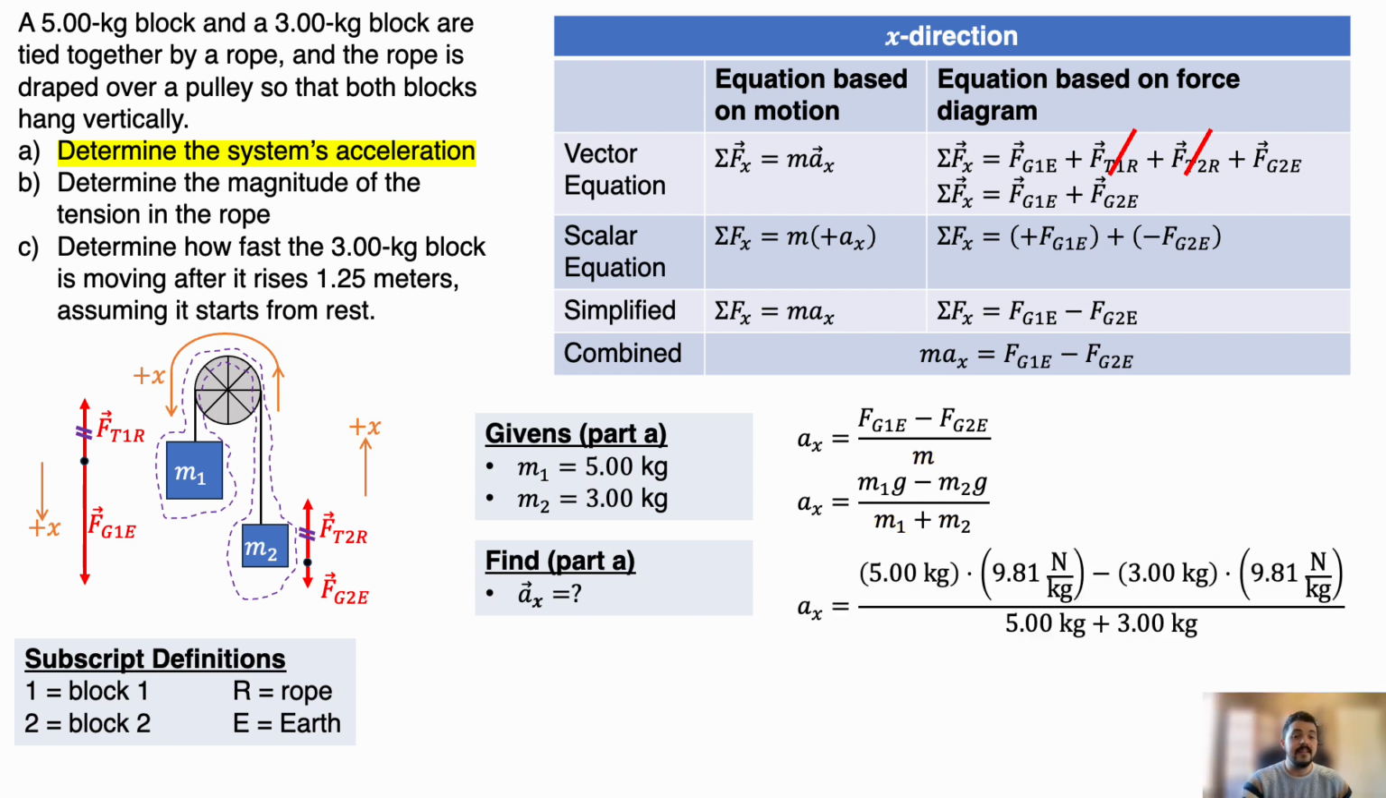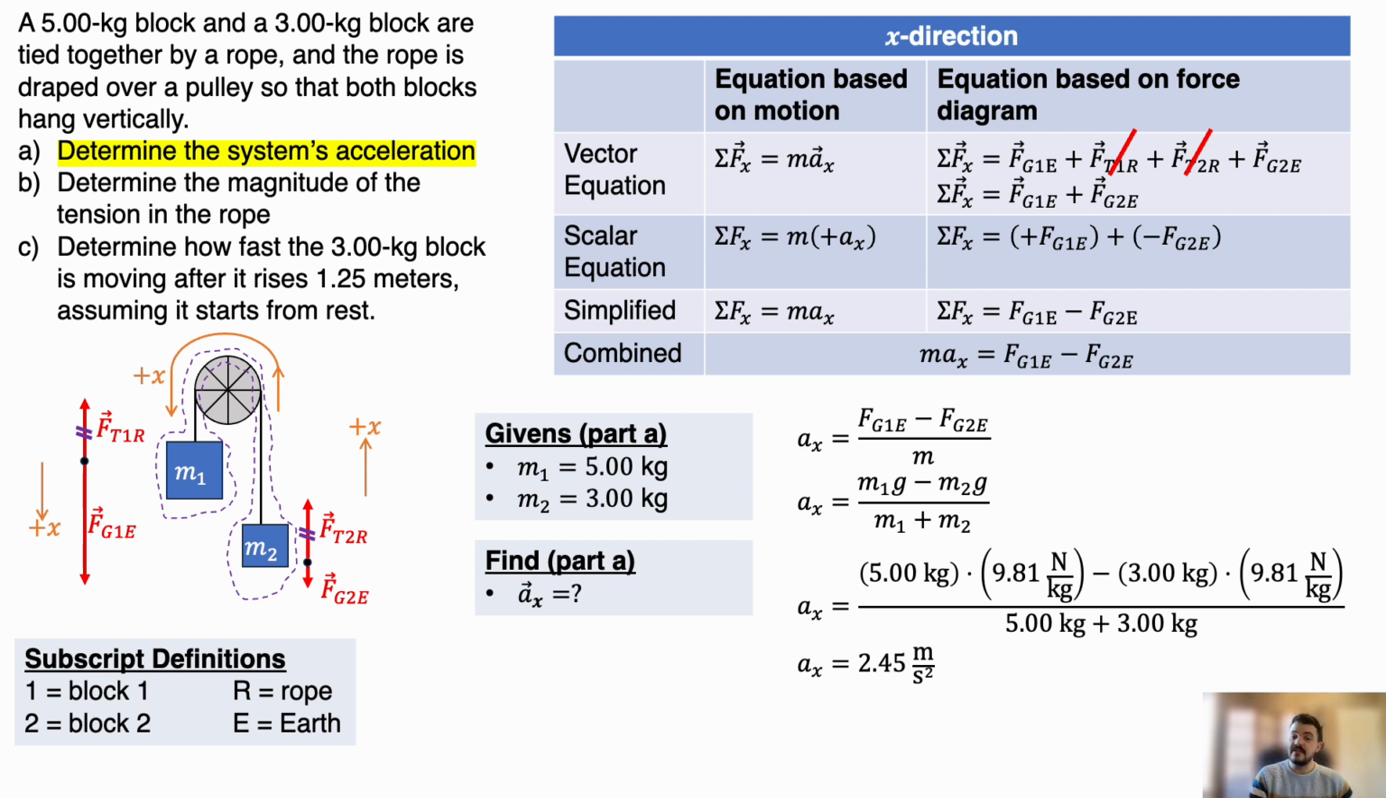I'm going to plug in the mass of block 1 is 5 kilograms to 3 significant figures. The mass of block 2 is 3 kilograms to 3 significant figures. The Earth's gravitational field strength, 9.81 newtons per kilogram. And then when I plug all of that into my calculator, I find that the magnitude of the acceleration in the x direction is 2.45 meters per second squared.